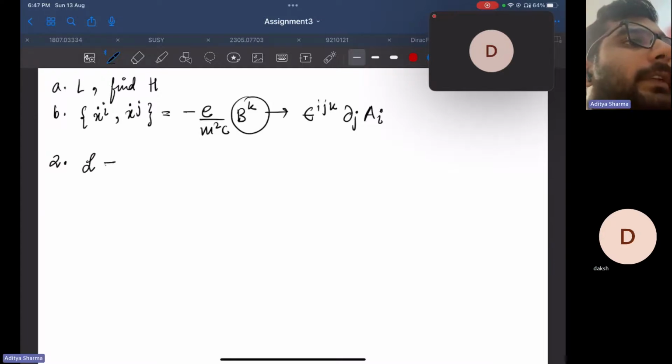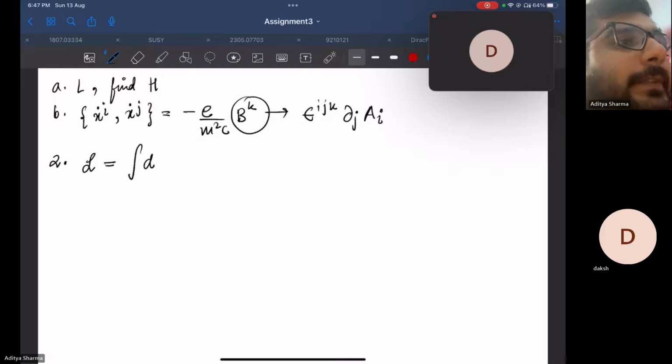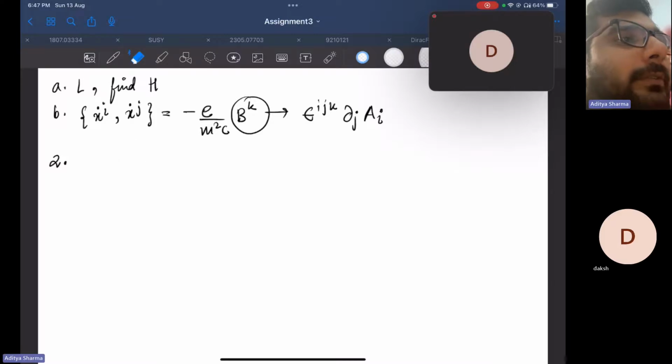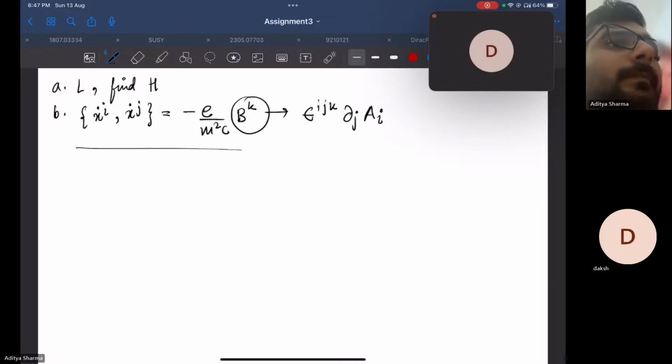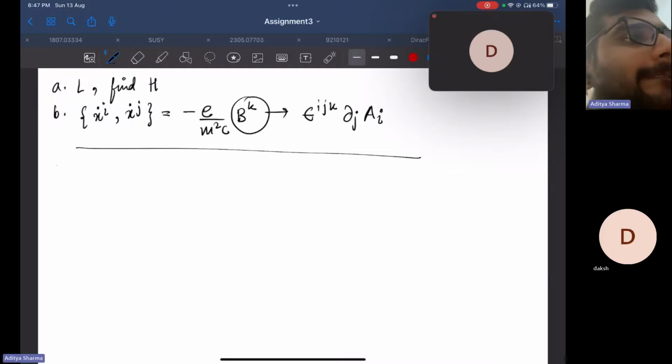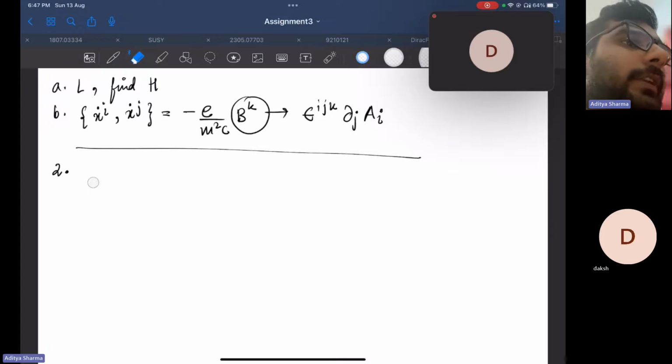So given a Lagrangian, and this is a field theory Lagrangian, so it's called Lagrangian density actually. Ah, no. I think we should do this question beforehand.